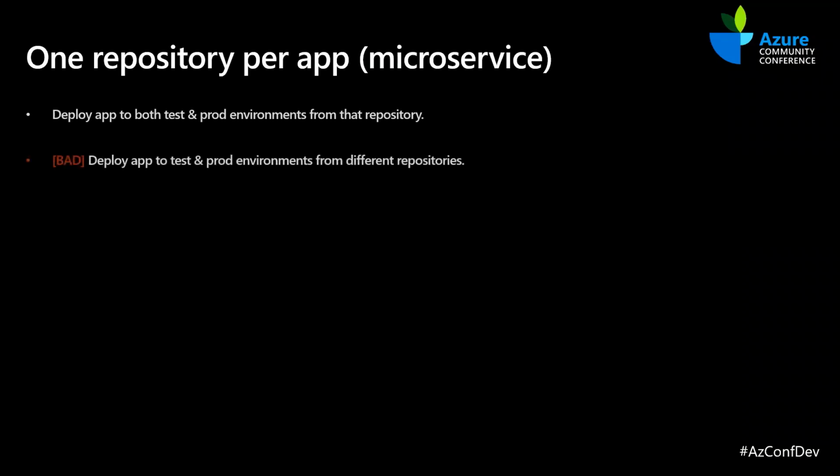It's a bad idea to deploy to test from one repository and deploy to prod from another repository. This tends to introduce something known as Heisenbugs, bugs that are only reproducible in prod but not reproducible in test. So we try to avoid that. Also, it's a bad idea to have one repository for all apps. This just couples them very strongly together. Best to keep them separated.